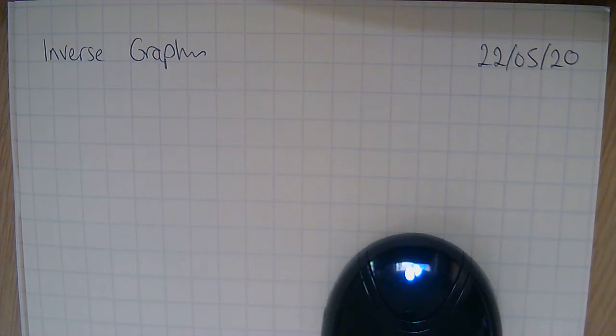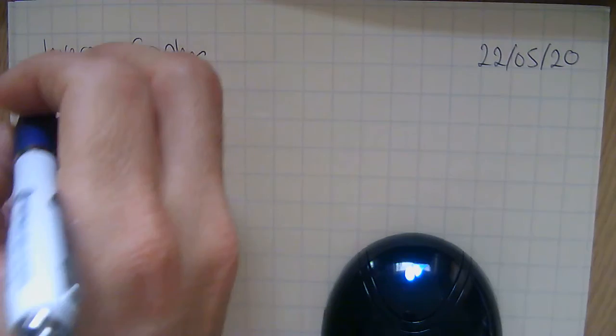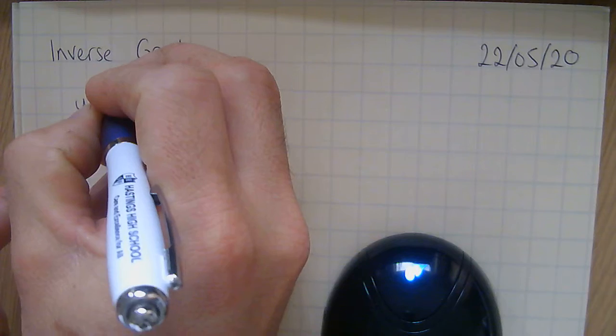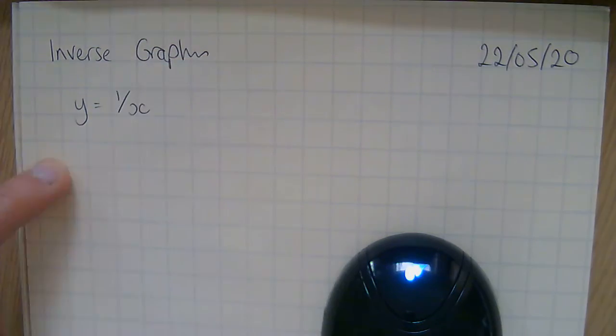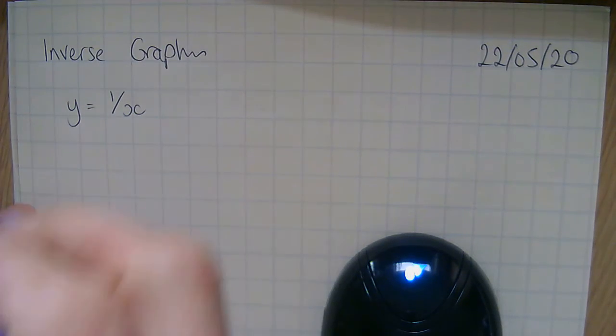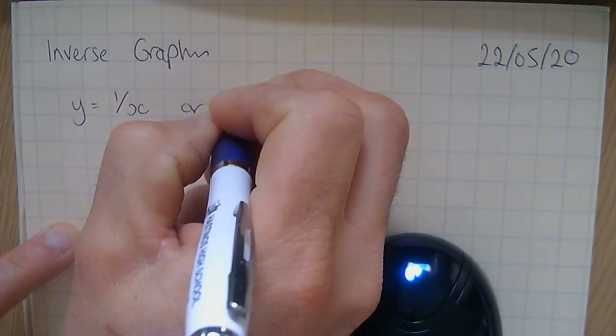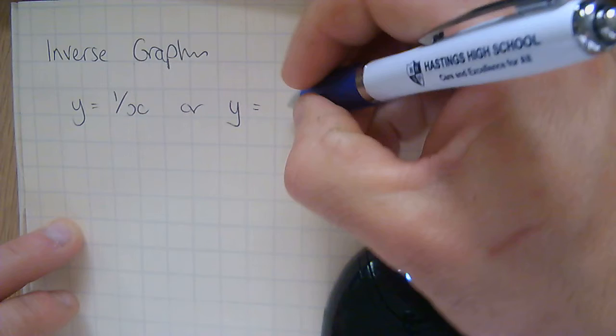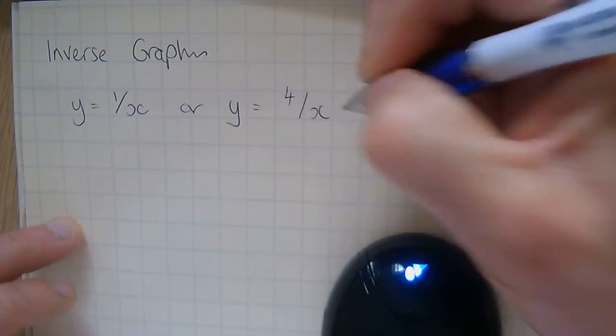So today, inverse graphs should be quite a quick topic for us. I'm going to do one example and you're going to do 3 questions yourself. An inverse graph is where you've got y equals 1 over x, or a number over x. So the x is on the bottom. The example I'm going to do is similar to that: y equals 4 over x.